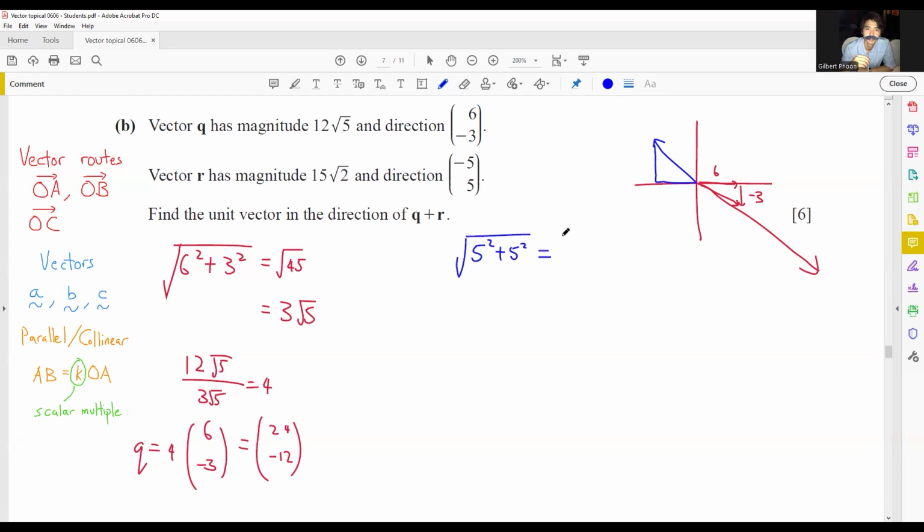25 plus 25, 50. The square root of 50 breaks down to 25 and root 2, which will give us 5 root 2. Okay, then the multiple, as you can see here as well, is 15 divided by 5 root 2, that is 15 root 2 divided by 5 root 2, to give you 3. And the multiple 3 here, R, is actually equal to 3 multiplied by negative 5, 5, to give us the final answer of negative 15 and 15.